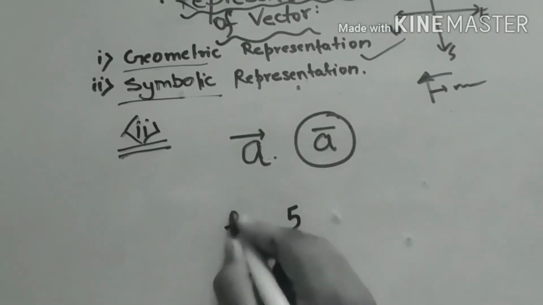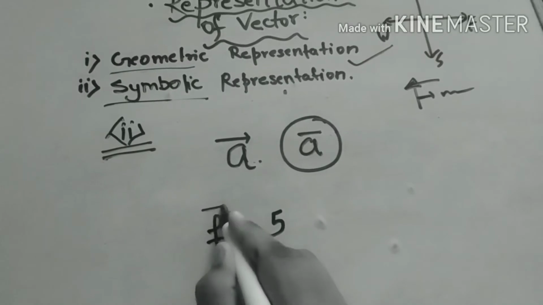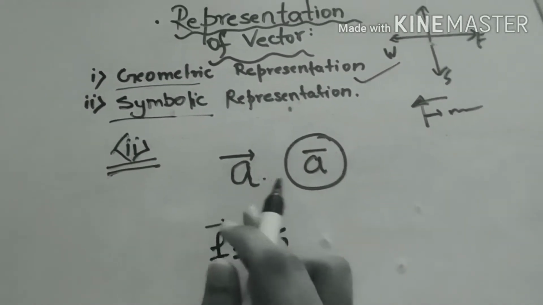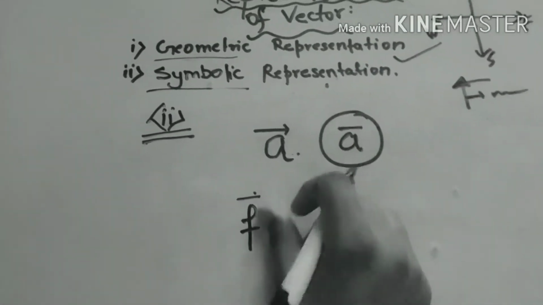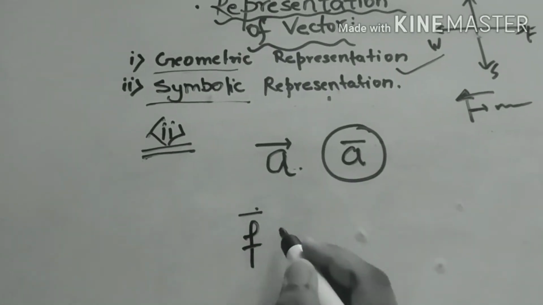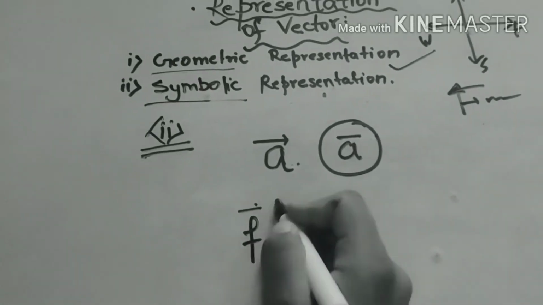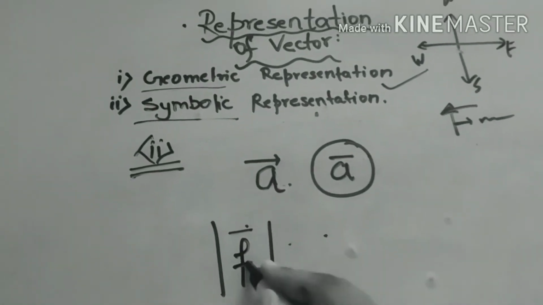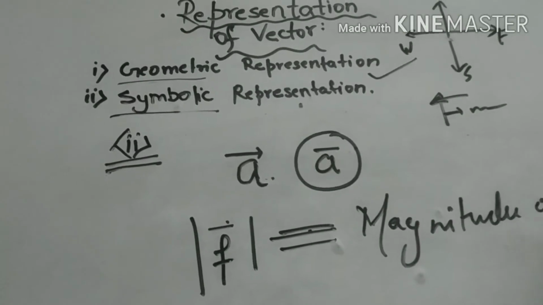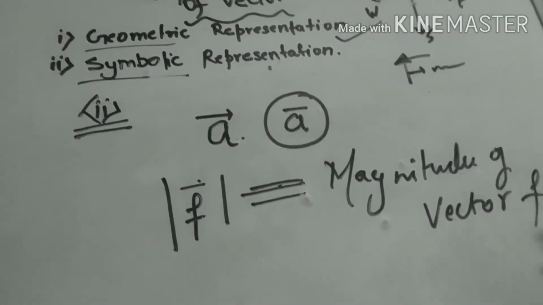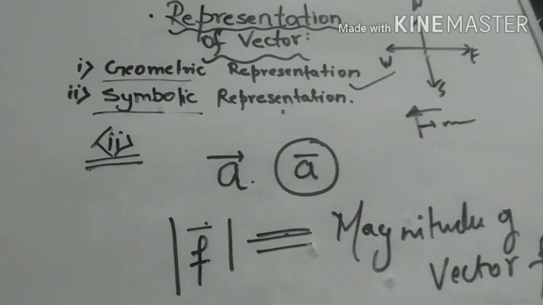Like if we have force equal to 5, we need to represent this, so we'll write that this is force 5 vector. Now, if there is a force vector and we want to know its magnitude, we just put a modulus on it like this. This denotes the magnitude of vector F. When we put any vector under modulus, we get the magnitude of the vector.